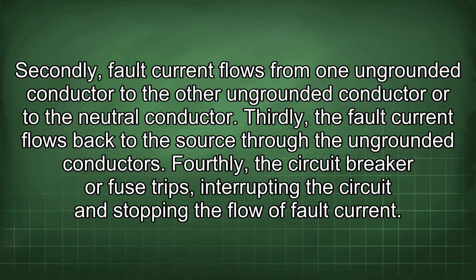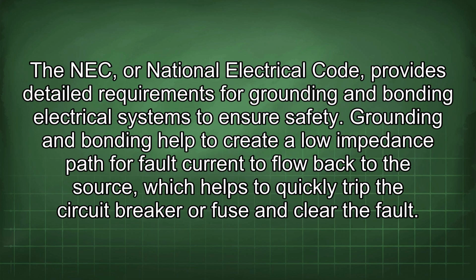Secondly, fault current flows from one ungrounded conductor to the other ungrounded conductor or to the neutral conductor. Thirdly, the fault current flows back to the source through the ungrounded conductors. Fourthly, the circuit breaker or fuse trips, interrupting the circuit and stopping the flow of fault current. The NEC, or National Electrical Code, provides detailed requirements for grounding and bonding electrical systems to ensure safety.